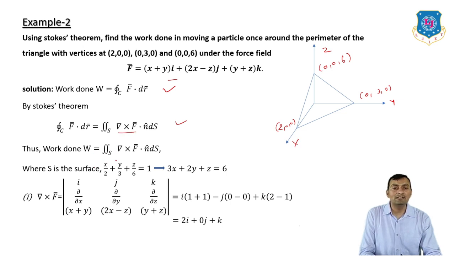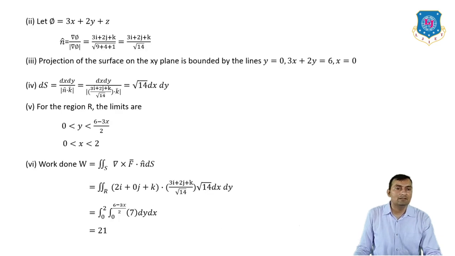So we have the final work done equal to the double integration of curl of F dot n cap dS, that is the curl of the vector field F over the surface S. Now S is given by these points, so we can write x divided by the intersection on the x-axis, plus y divided by the coordinate on the y-axis, plus z divided by the coordinate on the z-axis, equal to 1. After simplifying, you will get this. Now you can find the curl of the vector field F, and we have the surface phi equal to 3x plus 2y plus z. So you can find its unit normal vector.